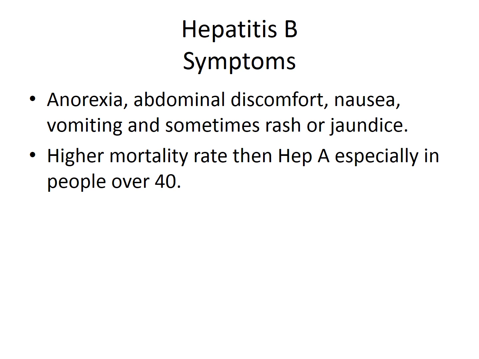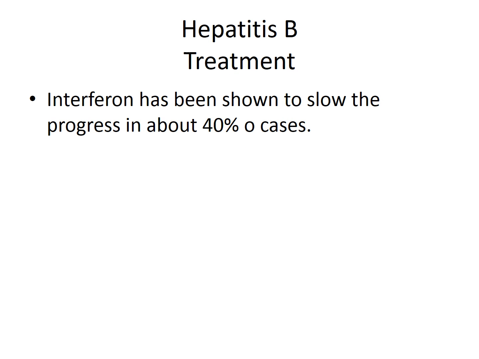It has a much higher mortality rate than hepatitis A, especially in people over 40. As you get older, hepatitis A does not really have a high mortality rate. Like I said earlier, it's just a matter of getting over it, feeling pretty crappy, and the disease running its course. Hepatitis B has a high mortality rate. The treatment has been interferon, a medication typically used for the liver, which has been shown to slow the progress in about 40% of the cases.